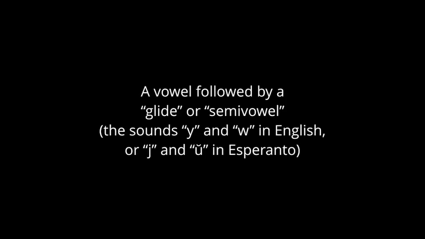So diphthongs. Diphthongs are when a vowel is followed by a glide sound or a semi-vowel sound. These are the sounds y and w. They're sort of kind of half vowels. They're very similar to the vowels e and u. And in fact, if you say a vowel followed by e or u, you get a bit of a diphthong.